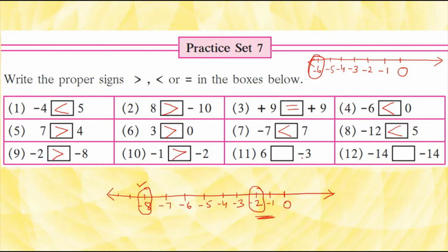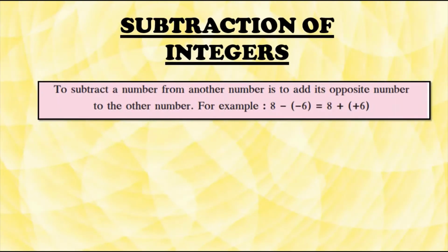11th sum, negative sign, smaller number, and hence 6 is a greater number. And the last sum, -12, -14 and -14, both are same and hence is equal to. So this is how we are going to solve this practice set 7. After this, we are going to learn about subtraction of integers.